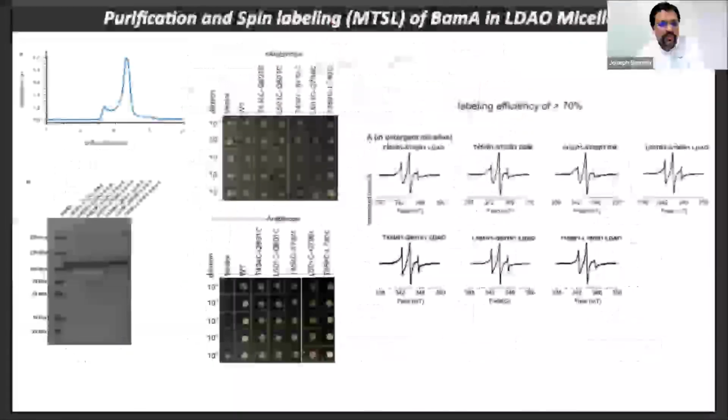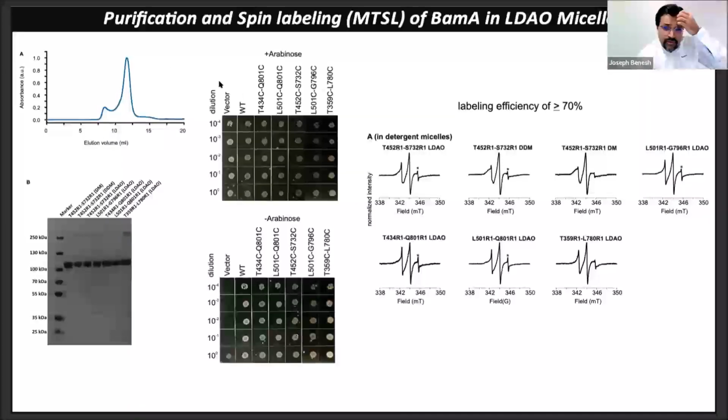Okay, so now here we went on for the purification and spin labeling of BamA in detergent micelles, for example. So here you see the SEC profile of spin labeled BamA, which comes out as a monodisperse peak, and we collected the PELDOR samples directly from this peak. And here you can see the SDS-PAGE of different doubly labeled cysteine variants, all of them eluting with high purity. And here also you can see that the cysteine substitutions don't affect the function of BamA.